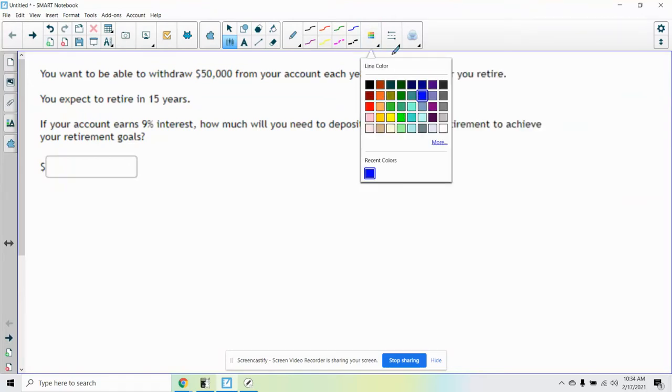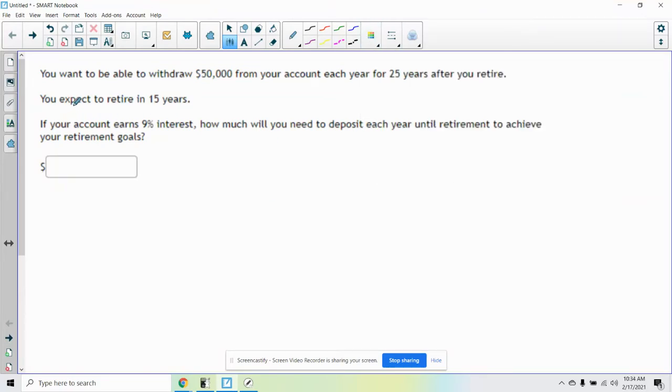Okay, so this is one of those two-parters we did in class a couple of times. It says you want to be able to withdraw 50,000 from your account each year for 25 years after you retire. So if we want to be able to withdraw every year, that's multiple withdrawals, that's going to be a payout annuity. So we have two parts. The first part's going to be a payout annuity.